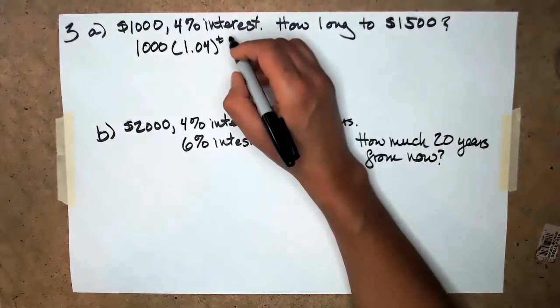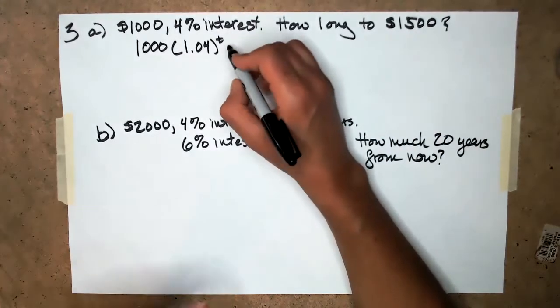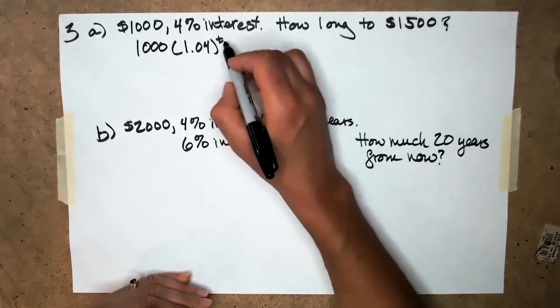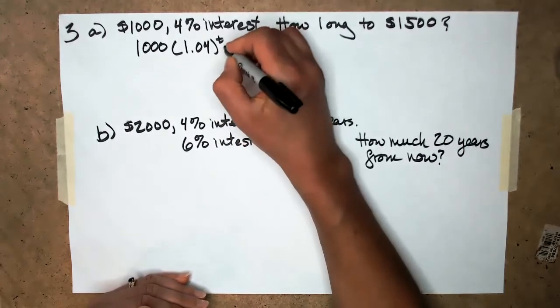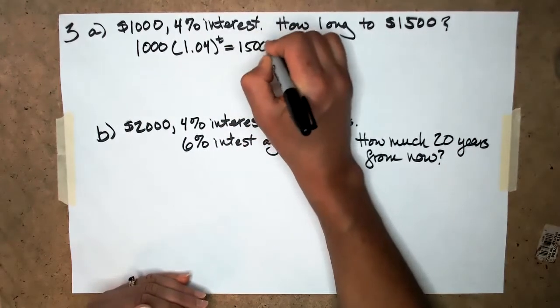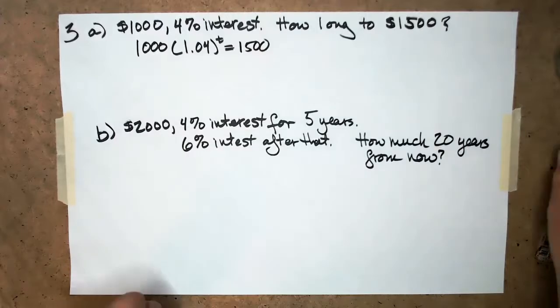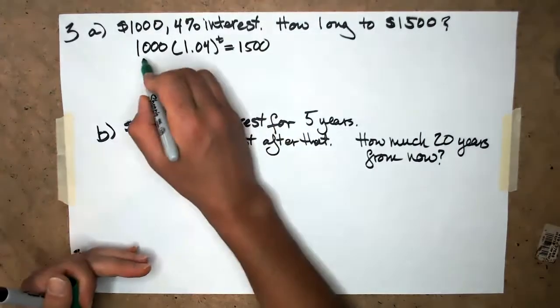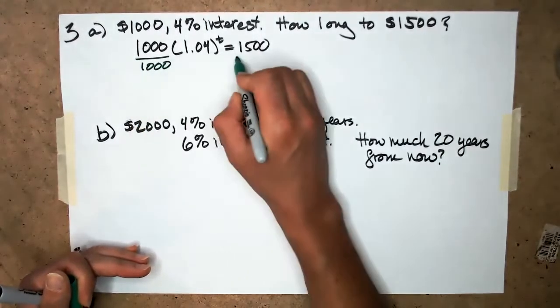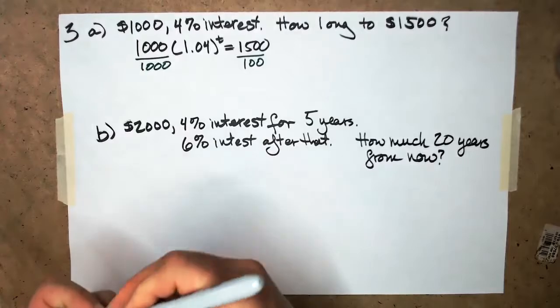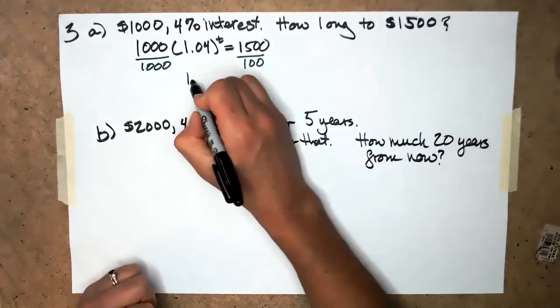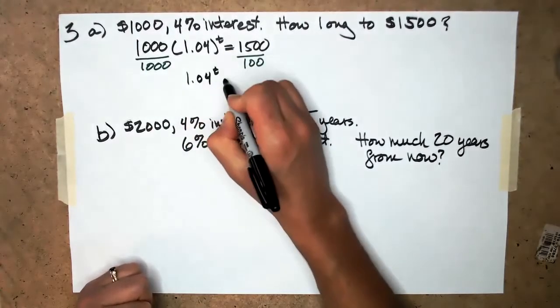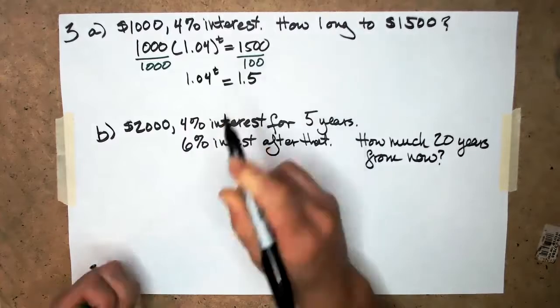So I know I'm going to need to use logs. So I've got a how long problem in an exponential situation. I'm going to set that equal to 1,500. I'm going to solve for this bit by dividing both sides by 1,000. So I'm looking at 1.04 to the t is equal to 1.5.